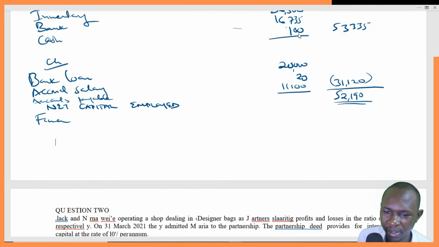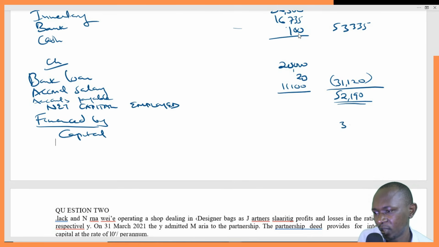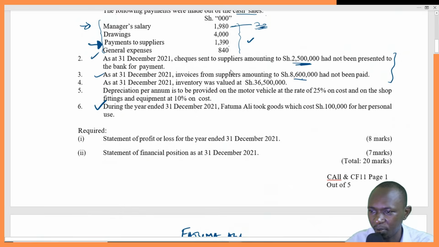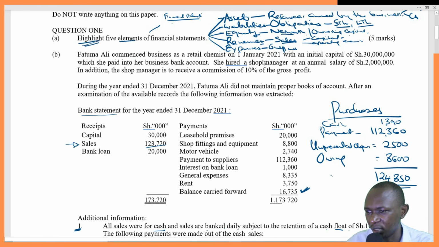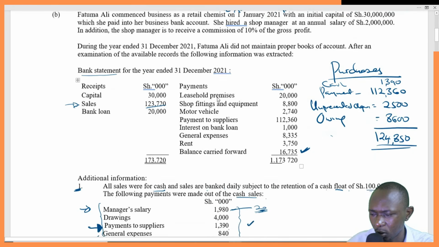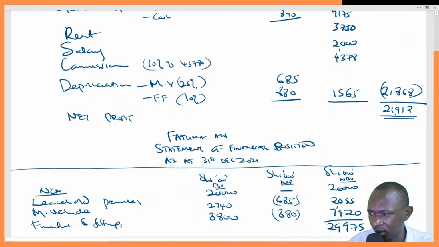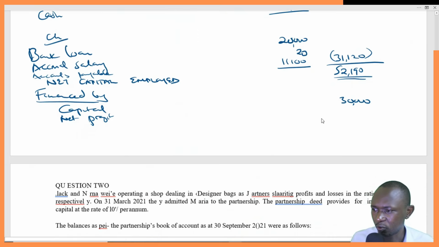Then we say financed by section, and of course we have the capital at 30,000. Capital was 30,000, and then we have net profit. You may just want to confirm capital. She started business with an initial capital of 30 million, but we are restricting the zero, so 30,000. And then of course now we have the net profit. We add the net profit, 21,912.